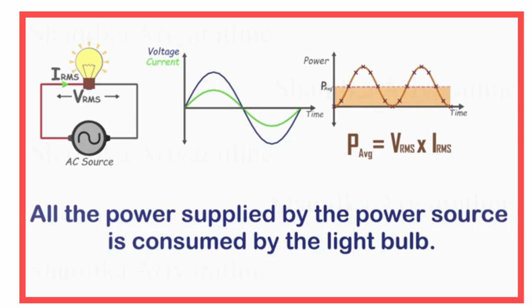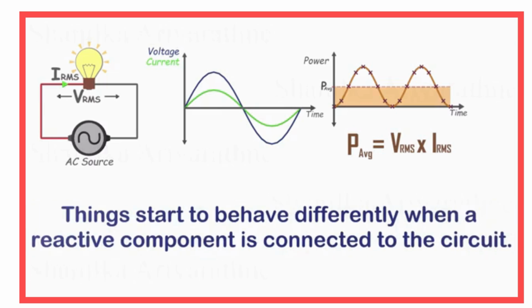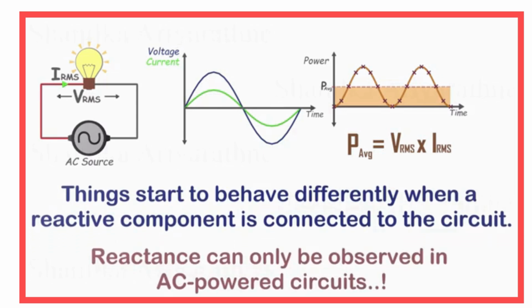Right now, we have a basic understanding of how we calculate the power of AC and DC circuits. Things start to behave differently when a reactive component is connected to the circuit. It's important to note that reactance can only be observed in AC-powered circuits. For a more in-depth understanding of reactance and resistance, check out our dedicated video. I'll provide the link in the description.